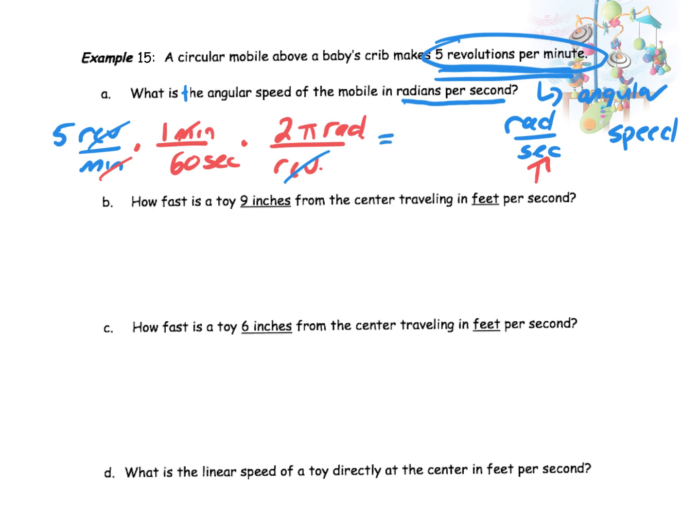So if we multiply across the numerators, we'd get 10 pi over 60. And if we simplify this, we get pi over 6, which is about 0.524 radians per second. Okay, so we converted from one unit of angular speed to another.